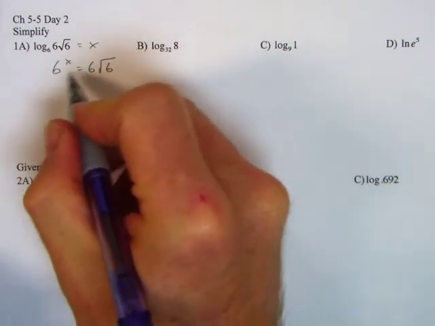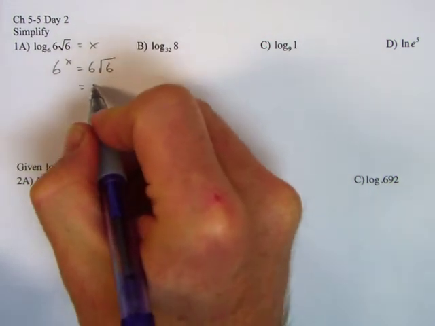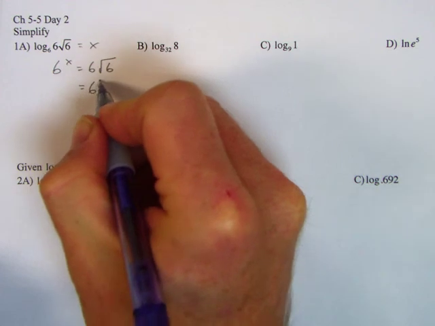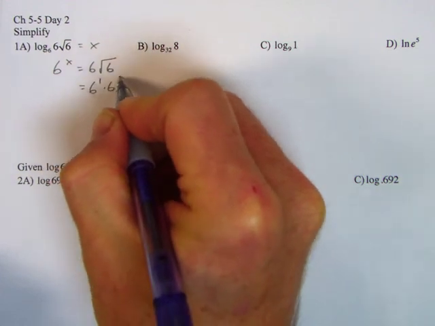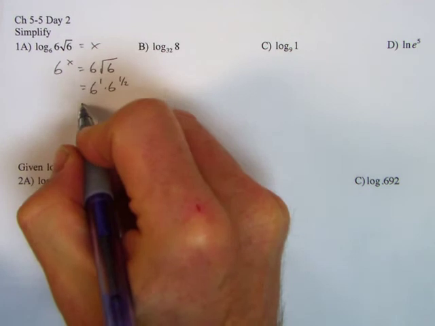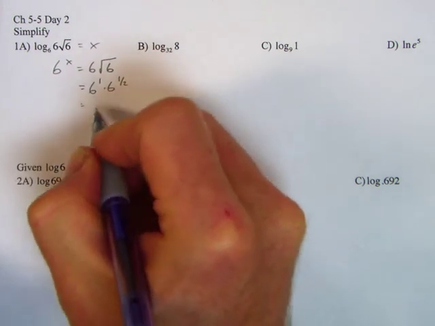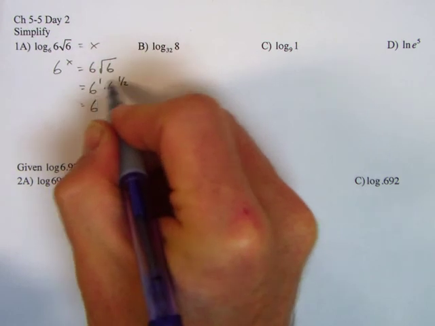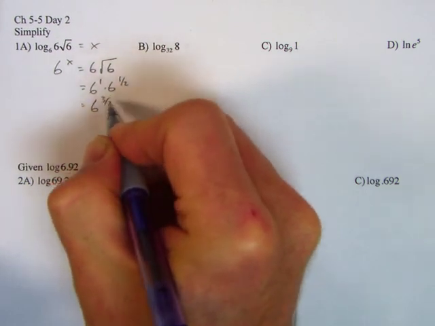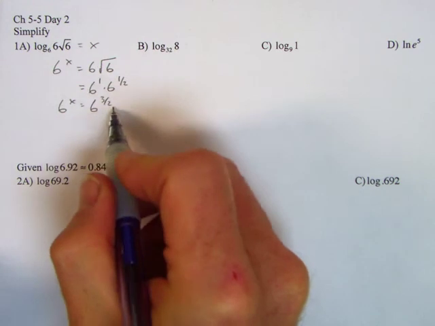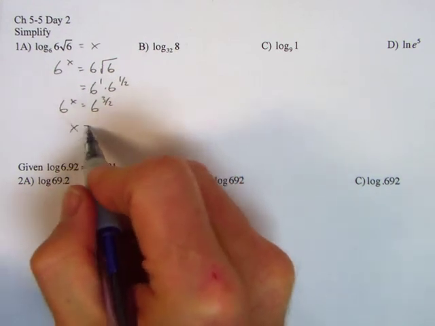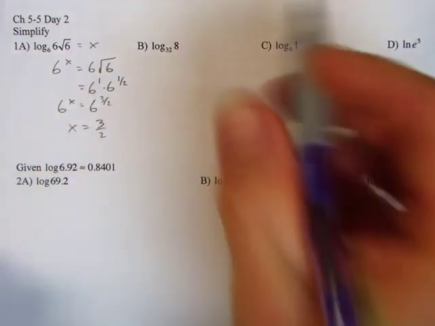Now we have our exponential equation. We need to get one base on each side. This is 6 to the first power times 6 to the 1/2 power. We have two things that are multiplied together with the same base, so we can add the exponents. 1 plus 1/2 is 3/2. Now we have two exponentials that are equal with the same base, so x equals 3/2.